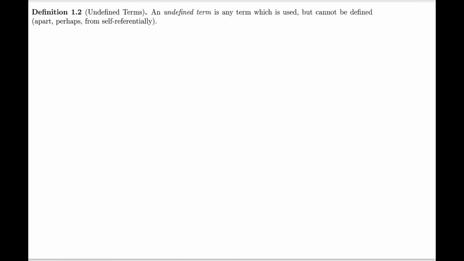And an undefined term is really just any term which is undefined. It's anything that we use in talking, use in speaking, and use in math, where we don't necessarily give it a clear meaning. And a good example of some undefined terms would be, for example, a point, a line, and a plane. In standard Euclidean geometry, these things are all undefined.